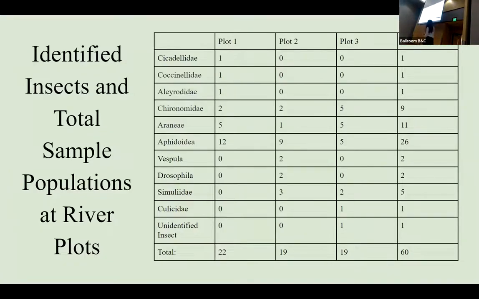And so this is our data for the river plots. We found that insect richness and vegetation structures are positively correlated. The riparian zone, which is also known as the area near the river, supported large amounts of vegetation that in turn supported many different species of insects.